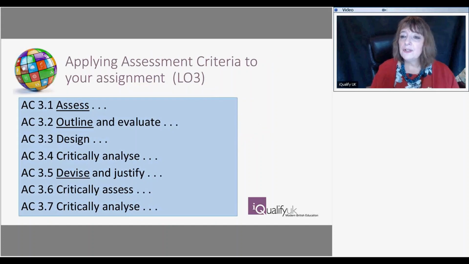Okay, so now we're going to look at applying assessment criteria for learning outcome 3. Here we've got some more command verbs. So we've got assess this time. We've got outline and evaluate, but we've had evaluate before. We've had design, we've had that before. We've had critically analyse, we've had that before. Devise is a new one for us. So assess, outline and devise are the new command verbs.